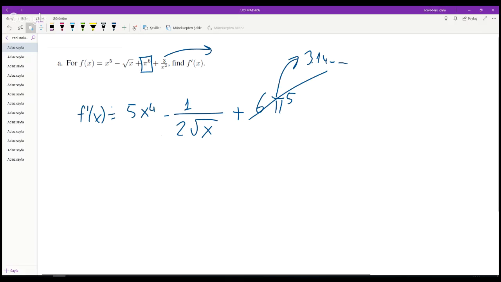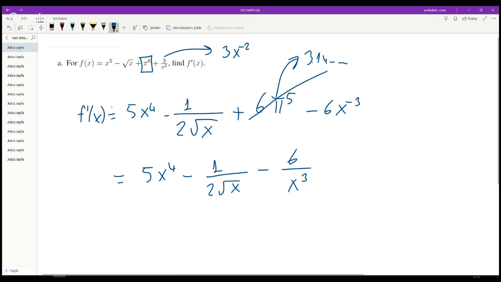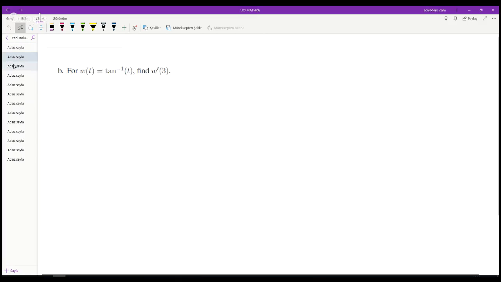So we have 3 over x squared. We can write it as 3 times x to the power minus 2, and the derivative is minus 6 x to the power minus 3. Which means the answer is 5x to the power 4 minus 1 over 2 square root x, minus 6 over x cubed. Okay, this was a pretty easy derivative question.